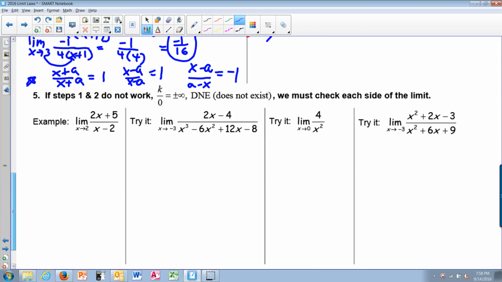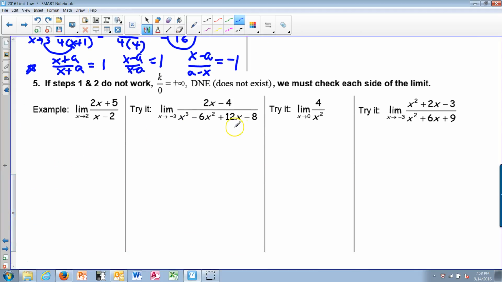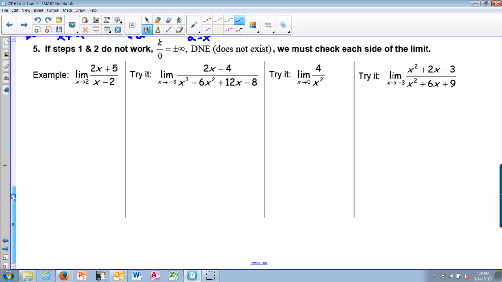Now, we talked about what happens if we get a number over a number, and 0 over a number, and even 0 over 0. But what happens when we divide by 0? Technically that means the limit does not exist, but if you want to know the sides of the limit to see where they're going, then in order to graph, you could figure out what was happening prior to that.